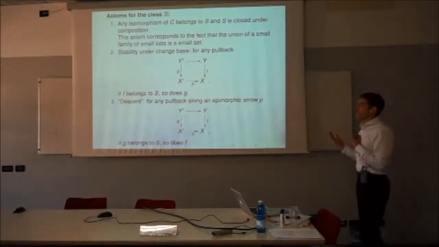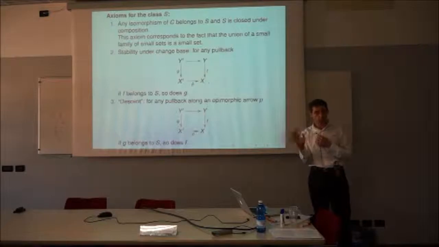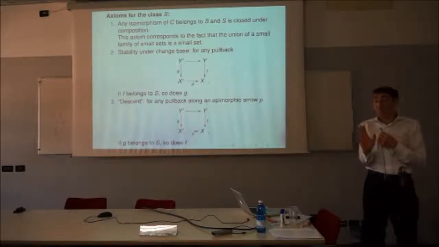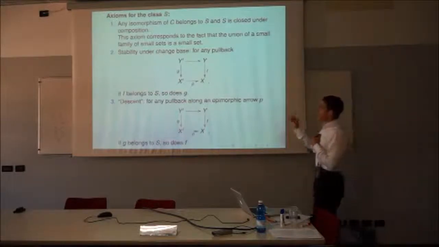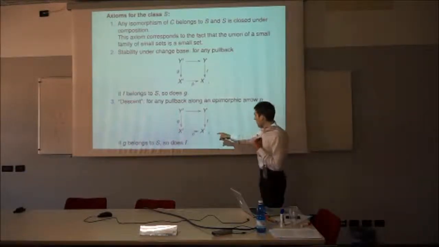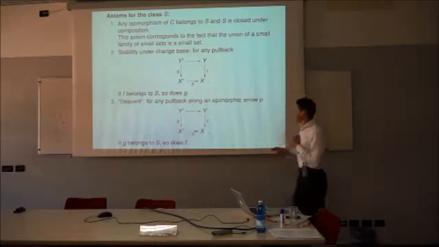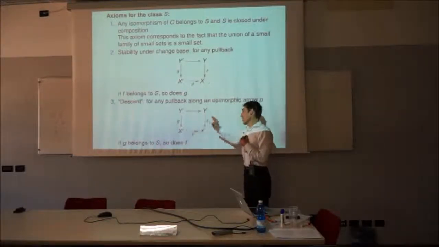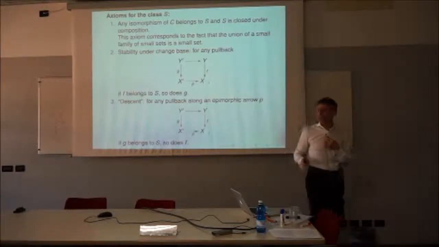And the third axiom is called descent, and Joyal and Moerdijk don't say anything about that. The book is very dense and terse, so there's no explanation. For any pullback along an epimorphism P, if G belongs to S, G is a small map, then so does F.